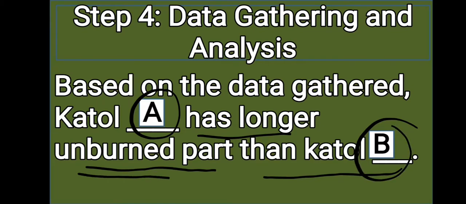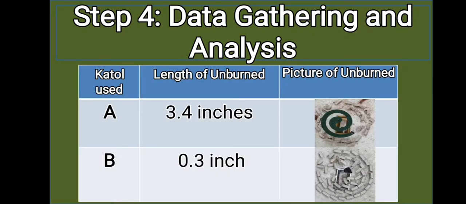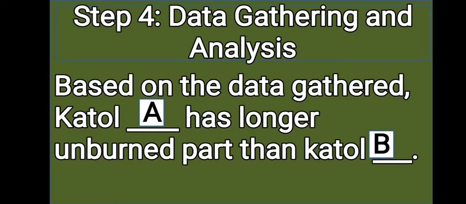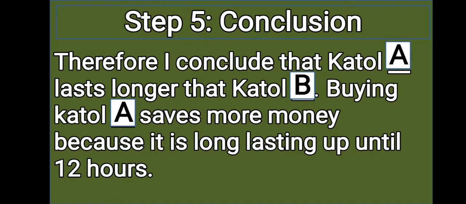Again, what is this unburned part? This one. This is the unburned part. Then this is your analysis: based on the data gathered, Katol A has a longer unburned part than Katol B. The next step is the conclusion, your final statement about the experiment conducted. Therefore, I conclude that Katol A lasts longer than Katol B, which proves that your hypothesis is correct.